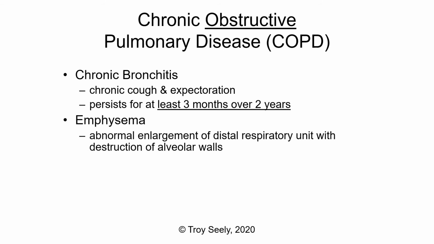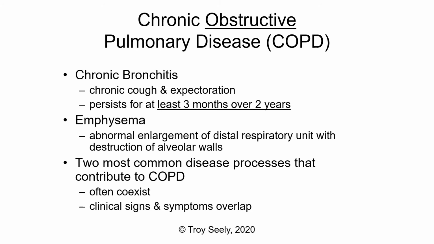The other half is emphysema. This is an abnormal enlargement of the distal respiratory unit with destruction of the alveolar walls. We're going to go into a little bit more detail related to that. But appreciate that these two diseases are an aspect that can be found in COPD. What I mean is the two most common disease processes that contribute to COPD can often coexist. And the clinical signs and symptoms of them tend to overlap. It's not uncommon that one of these will lead to the other, they link together, and we're going to find the presentation of both with patients in this condition.